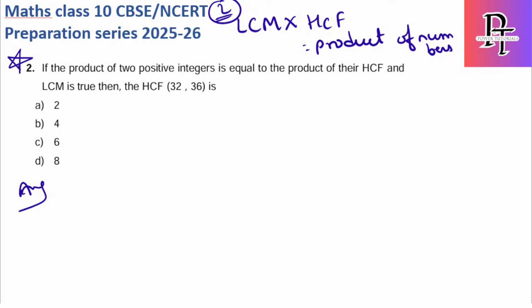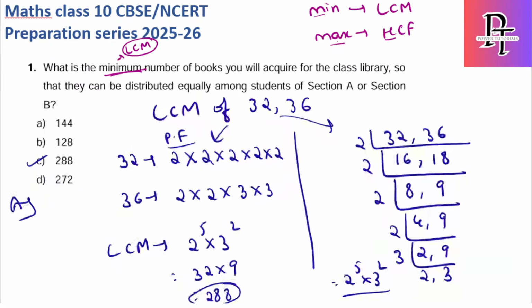I am repeating the concept: HCF into LCM for two numbers is equal to the product of those two numbers. This is very important, and you will definitely get at least a 2 marks question in your board exam related to this topic. It can be MCQs, or a 2 marks question, or they can also give it as part of a case study question, as I have provided here. Now we'll use the same concept.